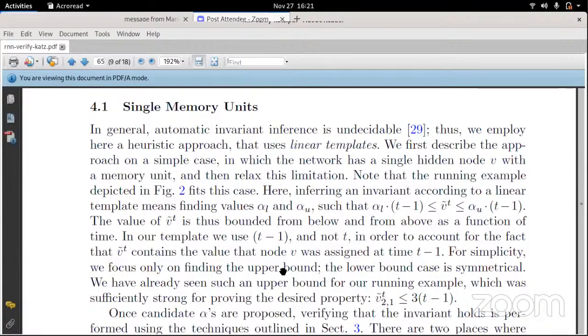They say that our invariants are going to be of this form. Any memory node will lie between some lower bound times t minus 1 and some upper bound times t minus 1. So they have simplified the entire exercise as this. They take a memory node and try to find this lower bound and upper bound such that this memory node's value is contained in this range. So this is fixing such a template and then trying to find these values. This is all that they are trying to do.